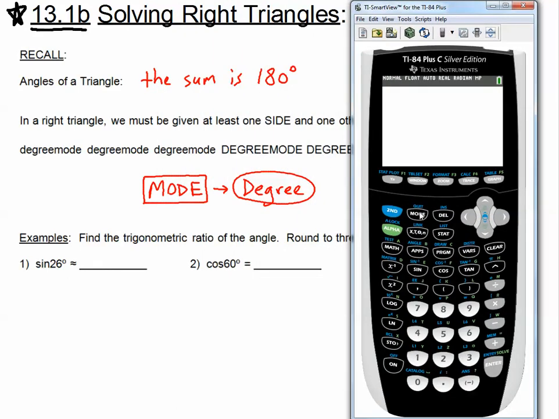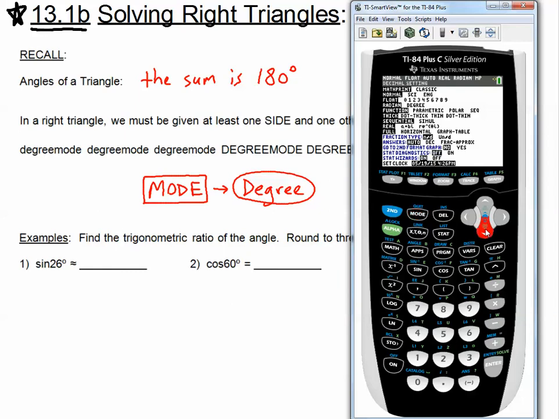Let's push mode. And by default, when you've reset your calculator, it always defaults to radian mode. We do not want to be in radian mode right now. We want to be in degree mode. The angles that we know are measured in degrees. So it's your job to make sure that every time you touch your calculator that it is in degree mode.